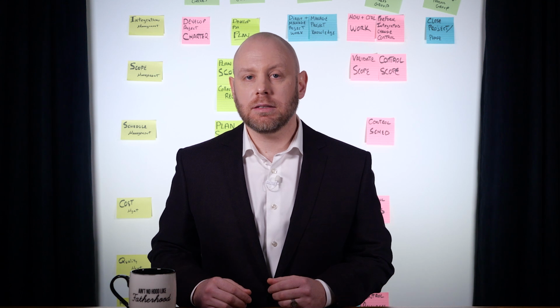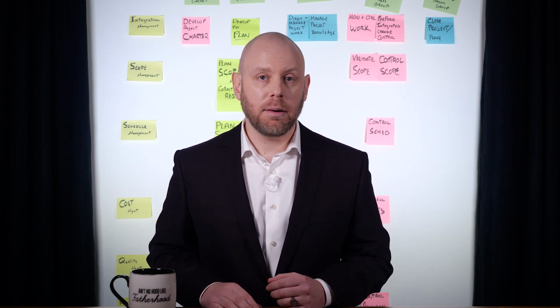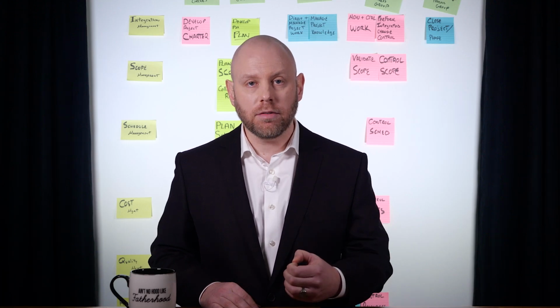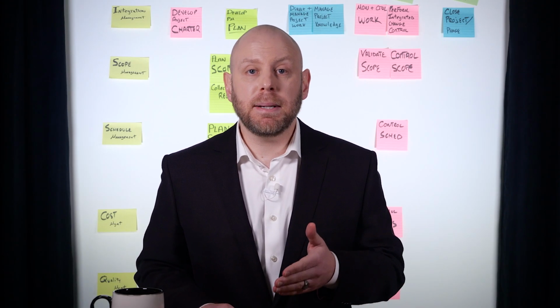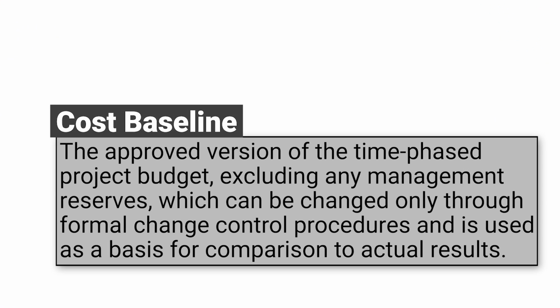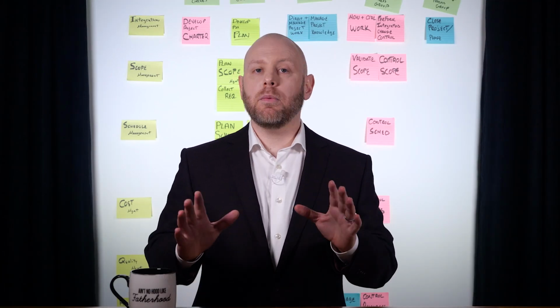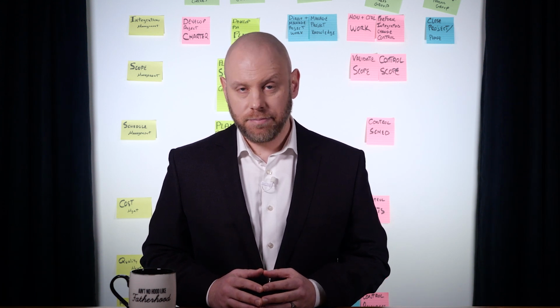While we won't talk about cost until the next episode, we've also created our cost baseline by defining the activities and work involved. We can quantify those with dollar values in cost. Cost baseline is defined by the PMBOK as the approved version of the time-phased project budget, excluding any management reserves, which can be changed only through formal change control procedures and is used as a basis for comparison to the actual results. Now that we have the activity list, we have to put them in order by sequencing them.